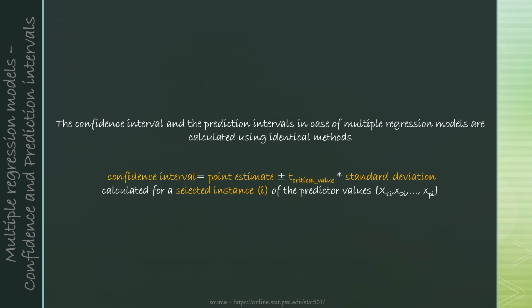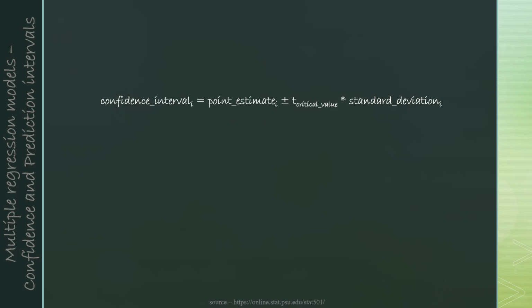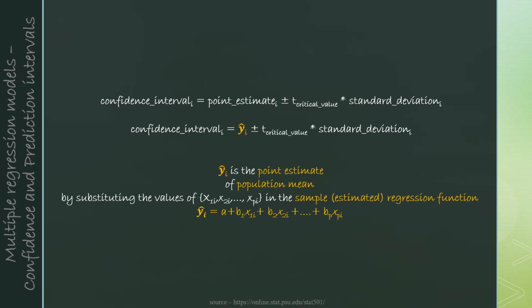Confidence interval equals point estimate plus or minus T critical value multiplied by standard deviation, calculated for a selected instance i of the predictor variables, as in x1i, x2i, and so on xpi. Confidence interval at i equals yi hat plus or minus T critical value multiplied by standard deviation at i, where yi hat is the point estimate of the population mean as per the unknown population regression function.